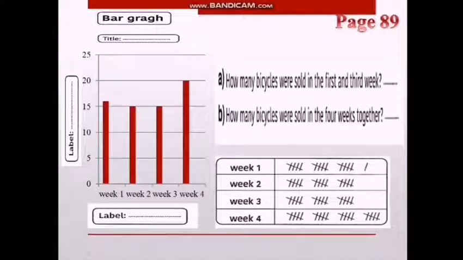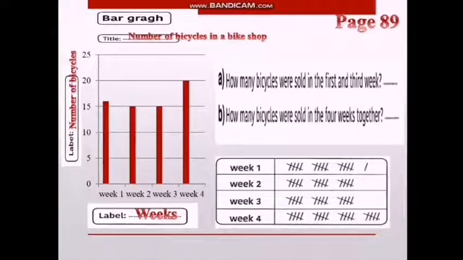Any bar graph must have a title and labels for the two axes. The title of this bar graph is the number of bicycles in a bike shop. And here we have the label of each axis. The vertical axis is talking about the number of bicycles, so I will write its name. And the horizontal axis is talking about the weeks, so its label will be weeks.